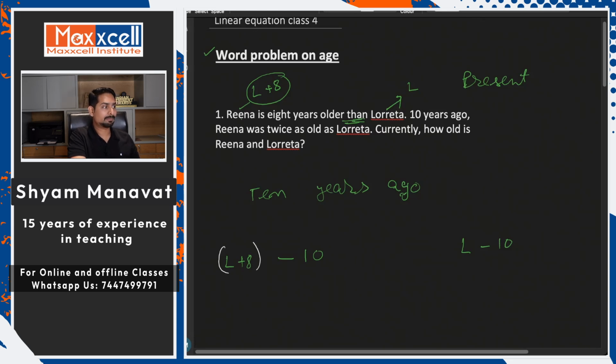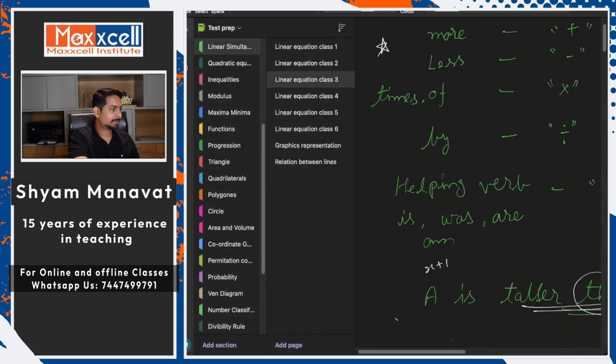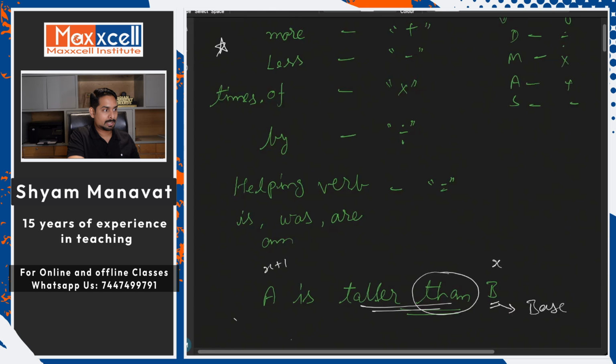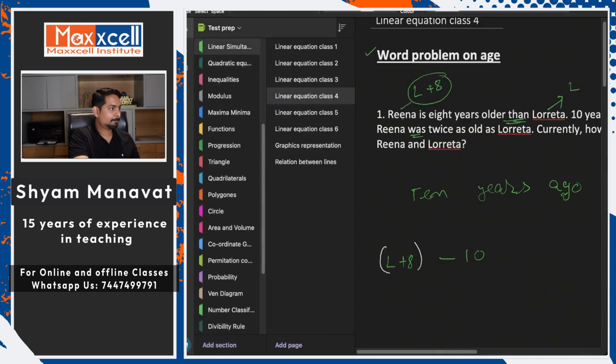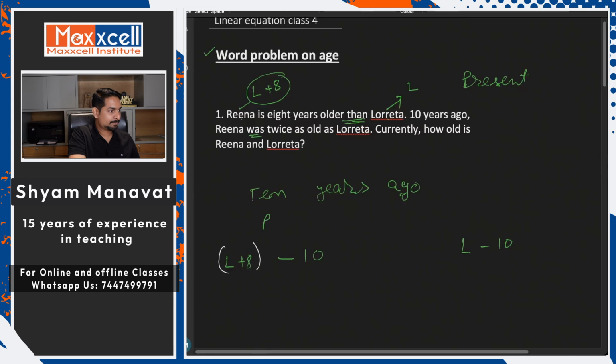Now, how do you equate? Rina was. Do you remember helping verb? Helping verb, we use equal sign for helping verb. Yeah. So Rina was. So this is Rina and this is Loretta. 10 years back.